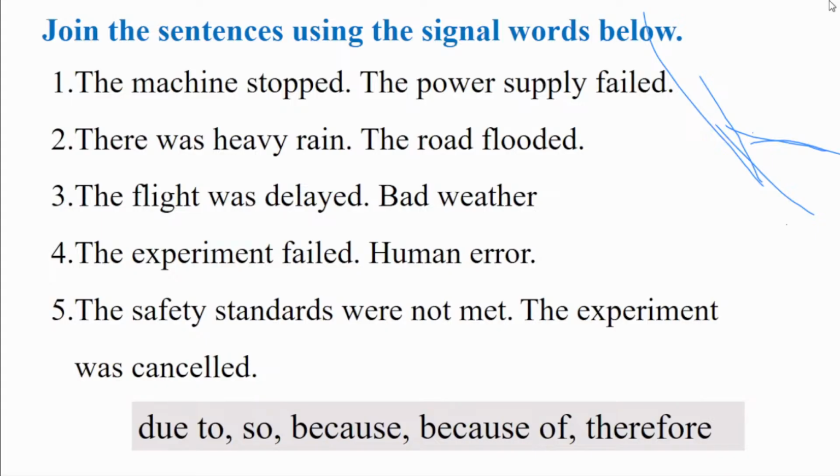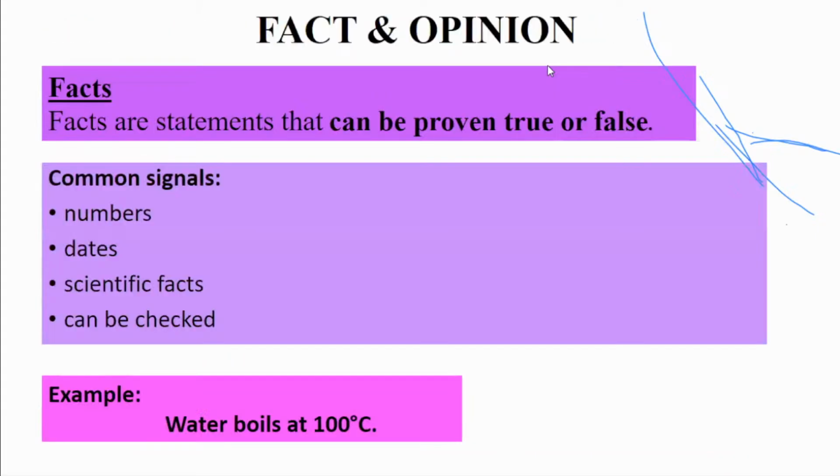Right. ඊළඟට යමුව fact and opinion එකට. Right. So you can see fact and opinion, right? දැන් අපි ඉගෙන ගත්තේ cause and effect එක. දැන් අපි ආවා fact and opinion එකට. What are facts? Facts are statements that can be proven true or false, right? So these are the facts which can be proven true or false.